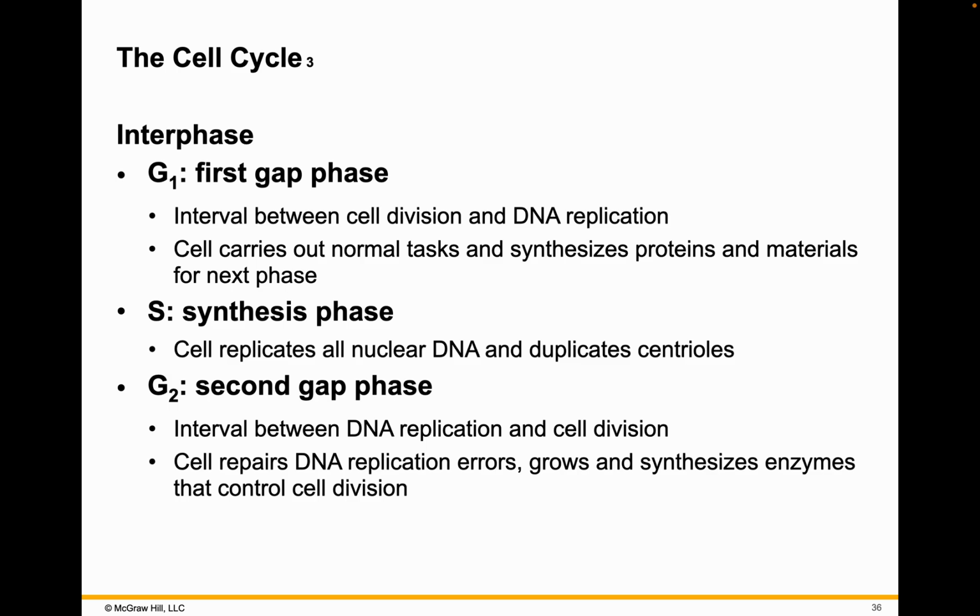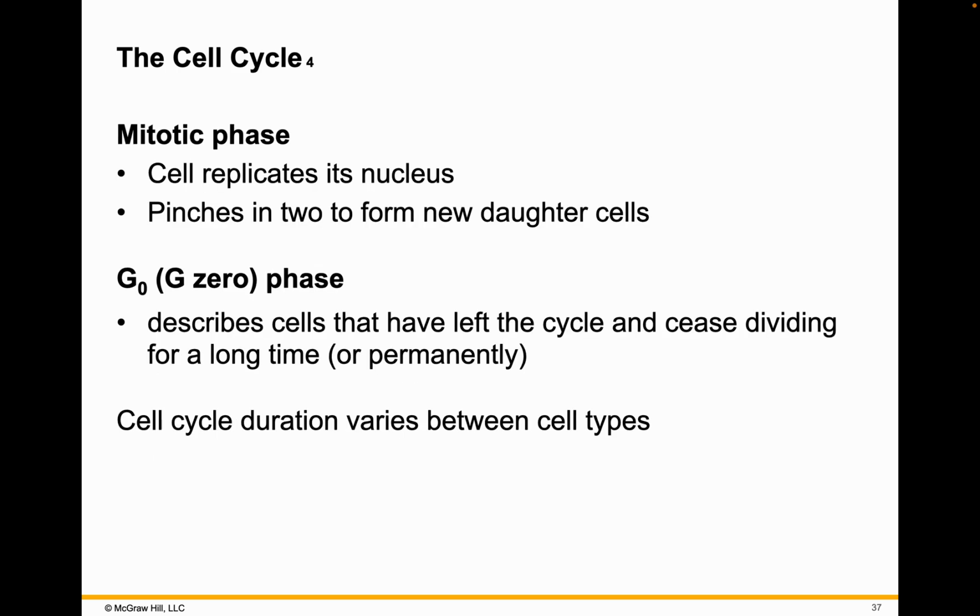In G2, we have a gap before mitosis begins. The cell repairs DNA replication errors, grows and synthesizes enzymes you need for cell division. In the mitotic phase, the cell replicates its nucleus, which is going to pinch, and then that cell is going to pinch into two cells and form daughter cells. We sometimes use the term G0 for a cell that will remain in G1 permanently or for a very long time because it will never go to S.